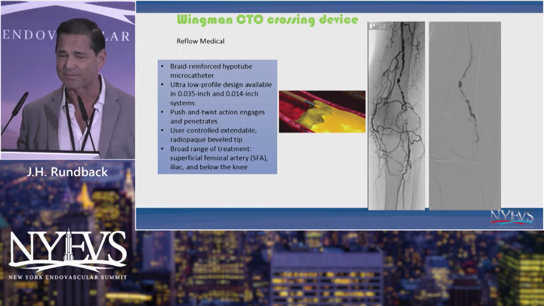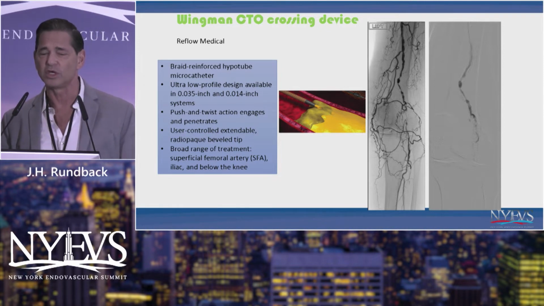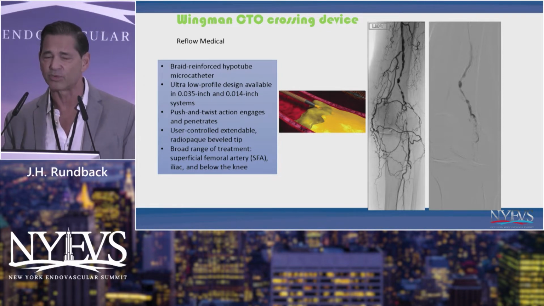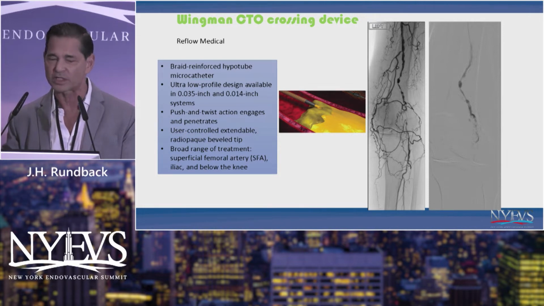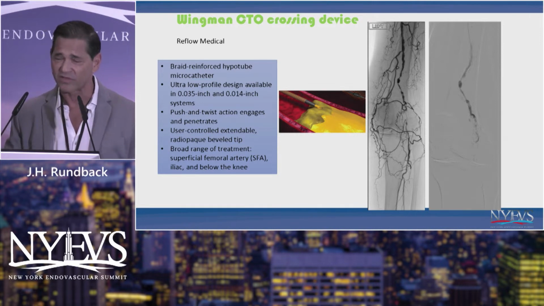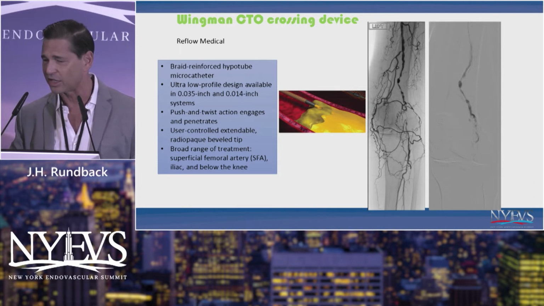As just an example, this is the Wingman. This is one that we use on occasion. This is a braid reinforced hypotube microcatheter. What I like about this one, it actually has a penetrating needle which you can engage and twist to get through that proximal cap. Again, however, with all of these CTOs, you have to work in relatively straight segments, or you have to be angulated or appropriately oriented in the vessel to treat it.